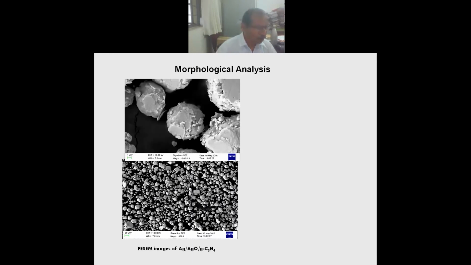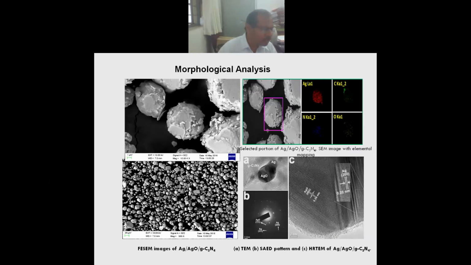This is the morphology from the same photographs. It shows the microsphere structure, and the microsphere size is around 3 to 15 nanometer. And this is the elemental mapping. It shows the presence of different elements: Ag, C, N, and O. This is a TEM photograph showing the presence of Ag and AgO on g-C3N4.